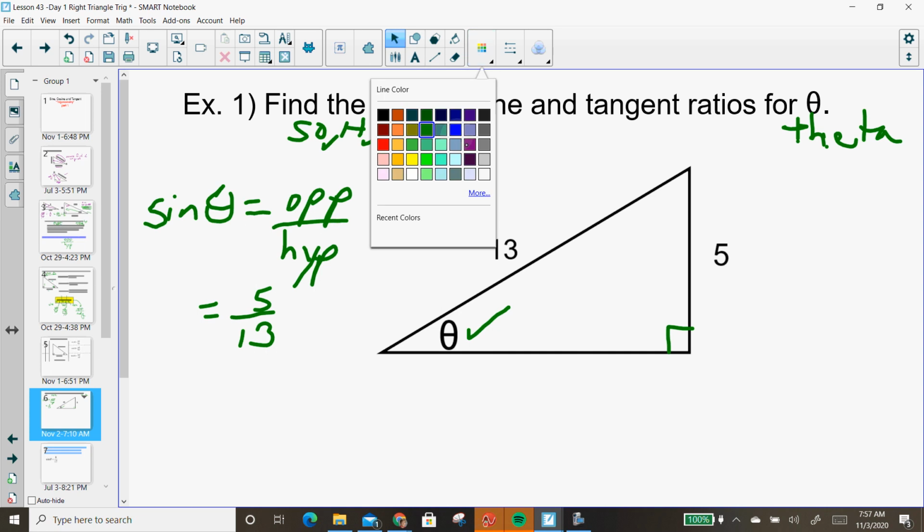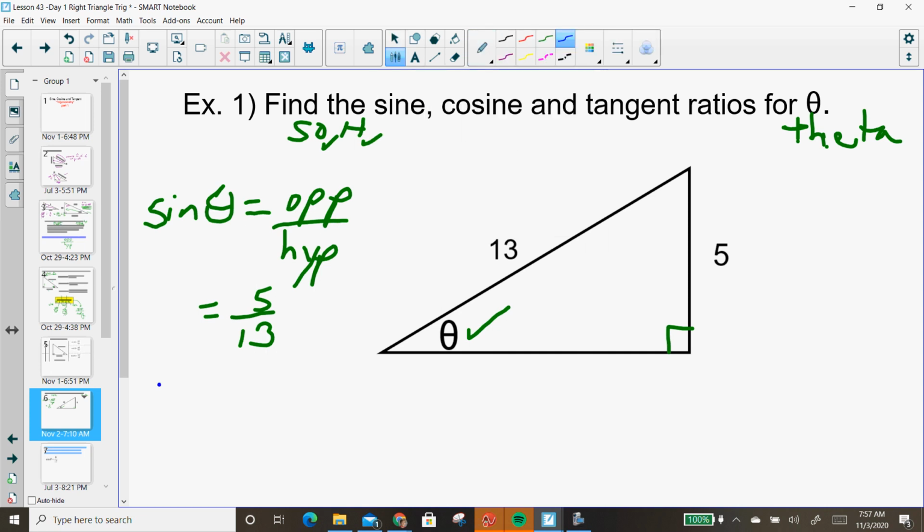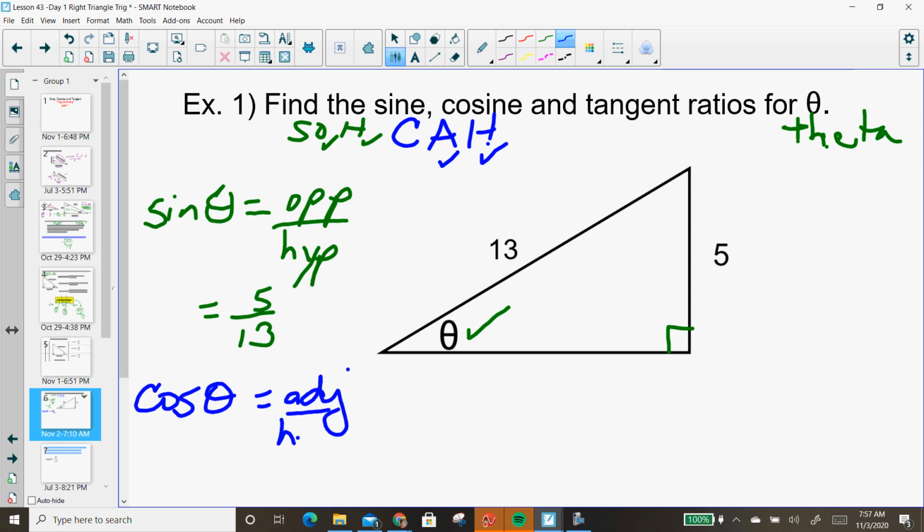So far, so good. Next, I'm supposed to find cosine of theta. So CA, that means I need adjacent over hypotenuse. And I'm in a little bit of trouble here. I know the hypotenuse is 13, but I don't know how long this adjacent side is. Who can help me out? Unmute and tell me what to do. How can I figure out how long that side is?